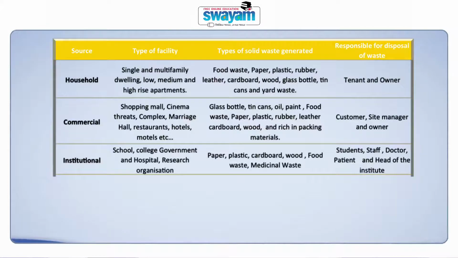When you talk about the institutional waste, again as I told you earlier, these are generated from schools, colleges, government hospitals, research organizations and so on. It will again include paper, plastic, cardboard, wood, food waste and medicinal waste. One thing in the institutional waste is that the medical waste or the biomedical waste also comes under the institutional waste.